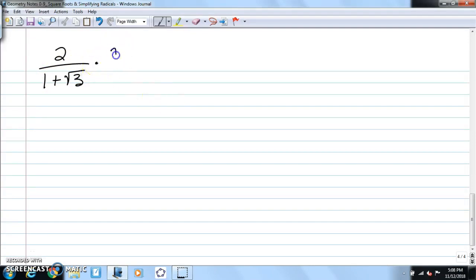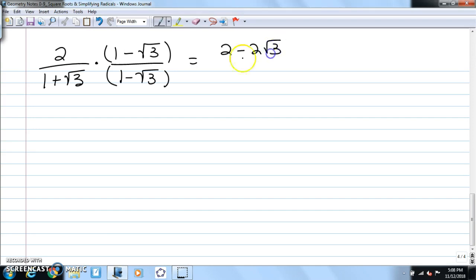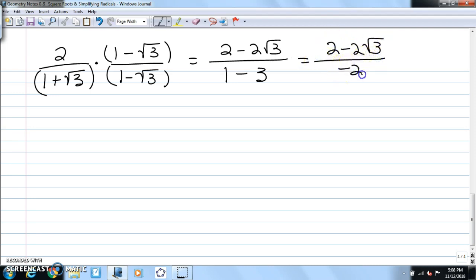You're going to multiply top and bottom by 1 minus the square root of 3. So on top you're going to distribute the 2. You get 2 minus 2 square root of 3. On the bottom, again you're FOILing it, but the middle terms are going to drop out. So you just have 1 times 1, which is 1, minus square root of 3 times square root of 3, which is 3. And it's always going to be minus there because you have a plus and a minus. So you have 2 minus 2 square root of 3 all over negative 2.